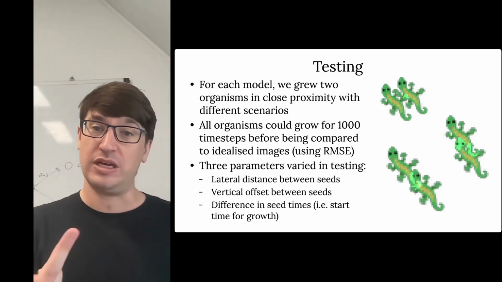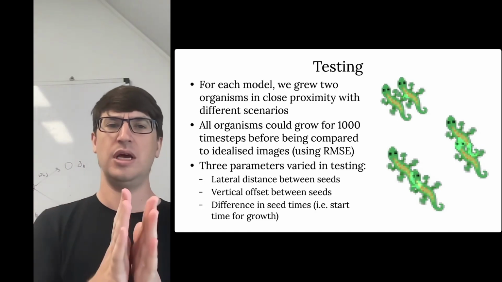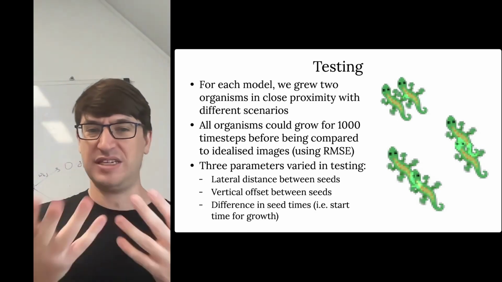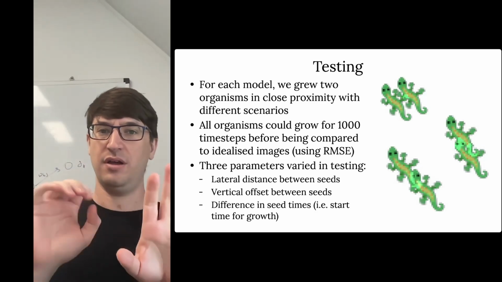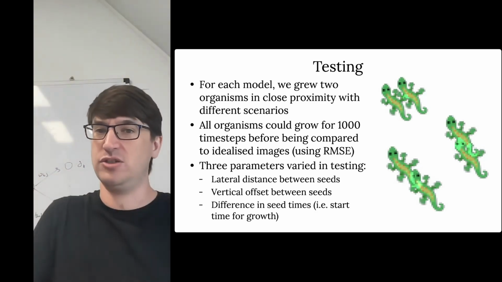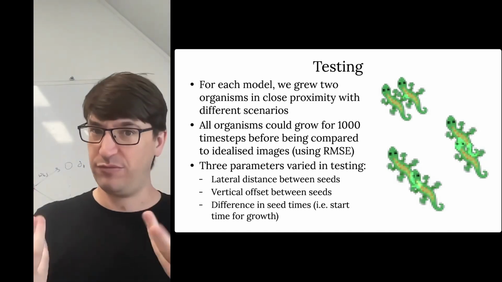And the 3 parameters we looked at were the lateral distance between seeds, so that horizontal distance, the vertical offset in both directions, and then the difference in seed time, so which one grew first and how much of a head start it got. So is it a fully formed organism before the second one grows, or are they growing at the same time?